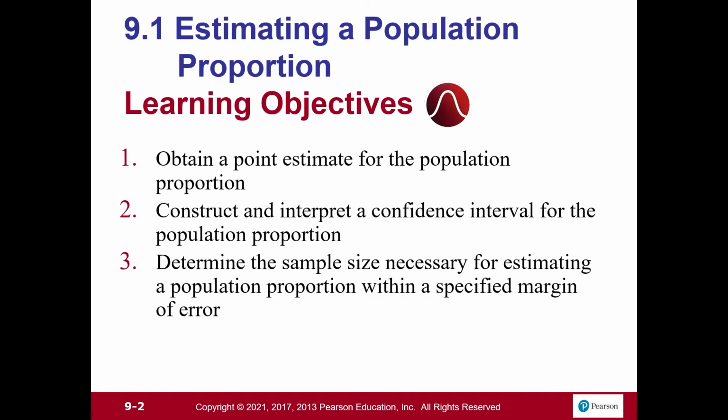And there are three different learning objectives. Number one, obtain a point estimate for the population proportion. Two, construct and interpret a confidence interval for the population proportion. And three, determine the sample size necessary for estimating the population proportion within a specified margin of error.